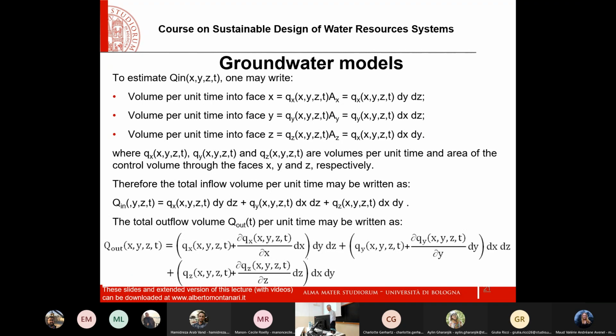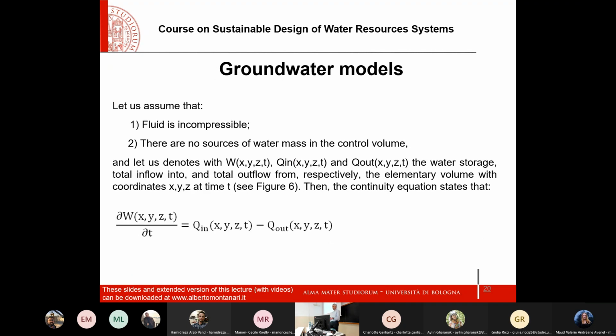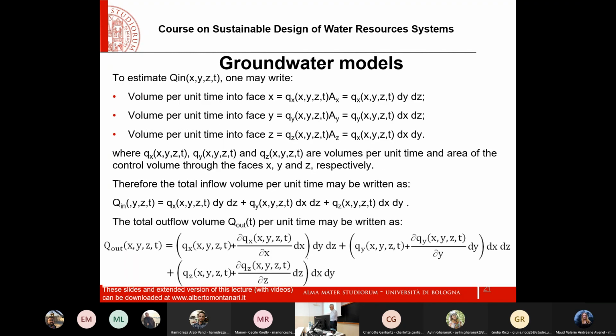Okay, so let me go back to the previous slide. I used here the capital Q, which are flows, so volume per unit time. And in order to express these flows, I pass through the three components, but I express them in terms of lowercase q per unit area. And then, of course, I multiply them by the areas, and I get, again, volume per unit time. Okay.